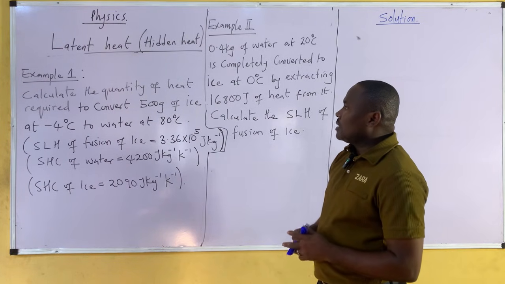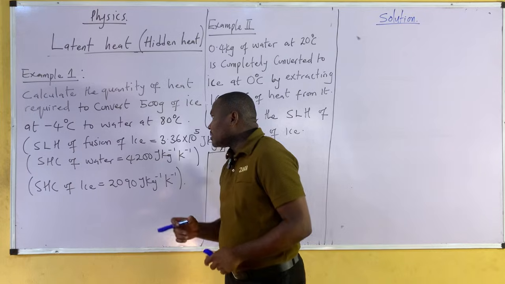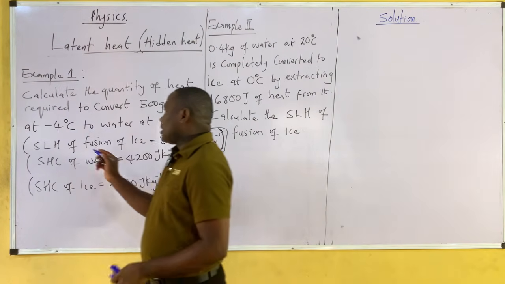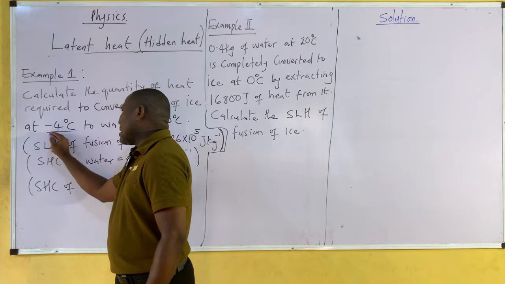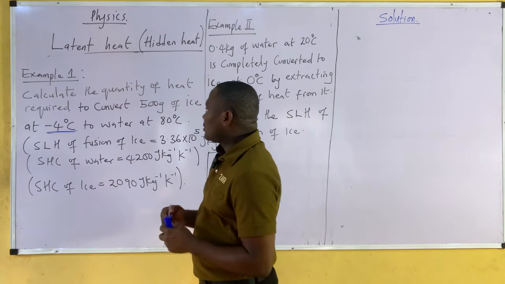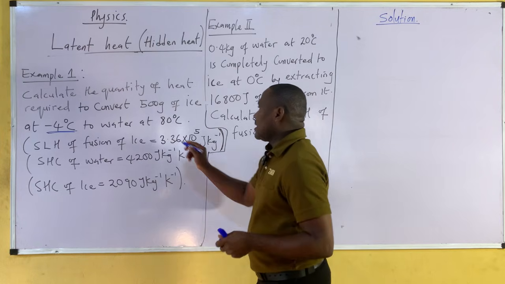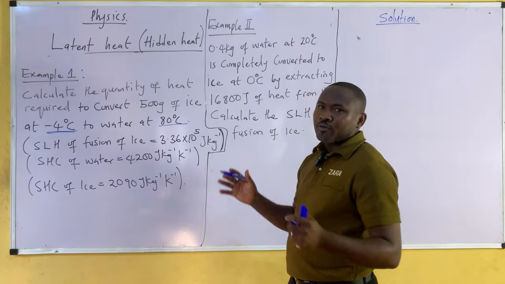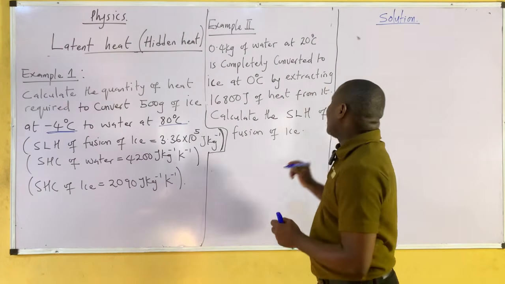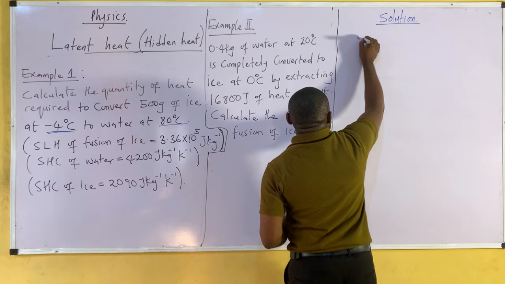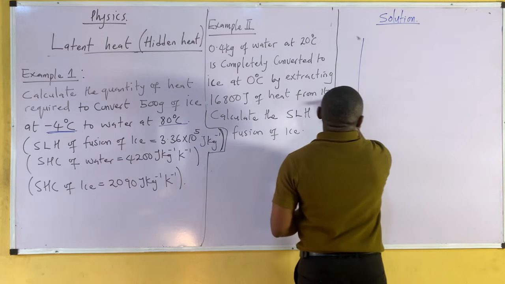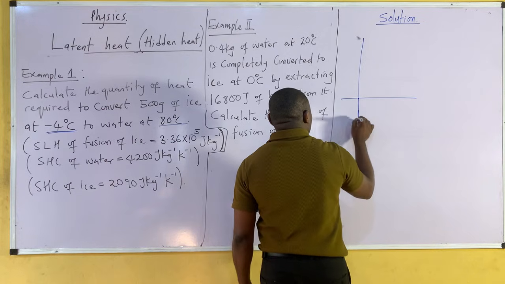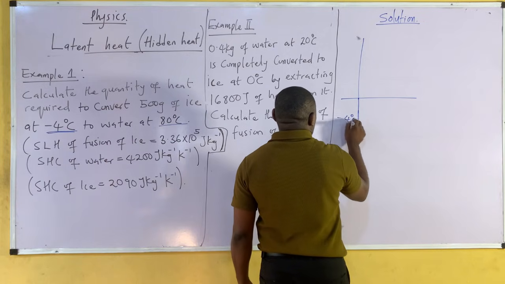Now it says calculate the quantity of heat required to convert 500 grams of ice at, look at the temperature, this is a temperature for ice, at minus 4 degrees Celsius to water at 80 degrees Celsius. We are looking for the quantity of heat required for this conversion. Now look at this graph. Let's assume the graph that we are starting from minus 4 degrees Celsius.